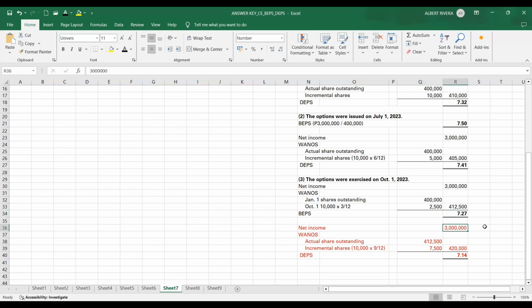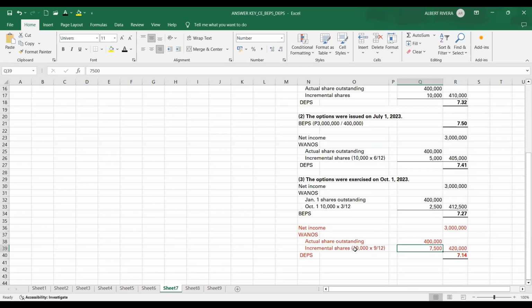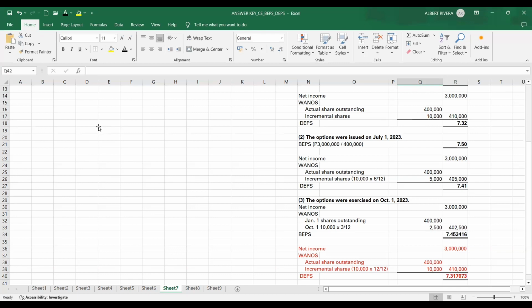But for here, the net income is 3 million. There is no interest expense. This is 400,000. Okay? Then, wala kang pakialam sa actual exercise. Ang kailangan mo lang yung issuance. And this is assumed to have been issued when? January 1. So this is 10,000, 12 over 12. Assumed to have been exercised 12 over 12. Yan siya. So this is 10,000. Okay? Next.